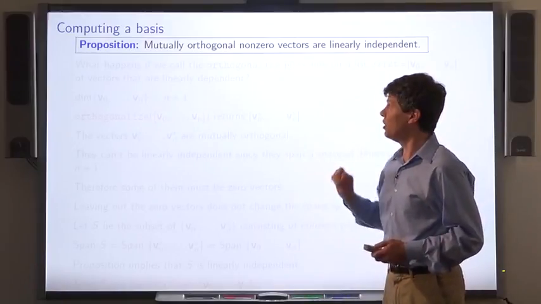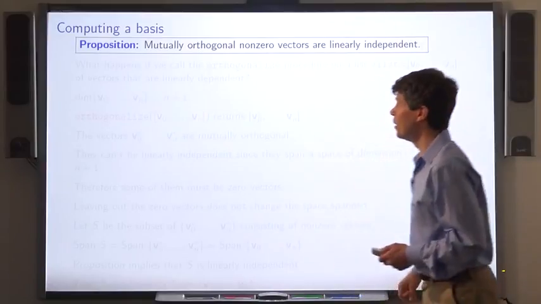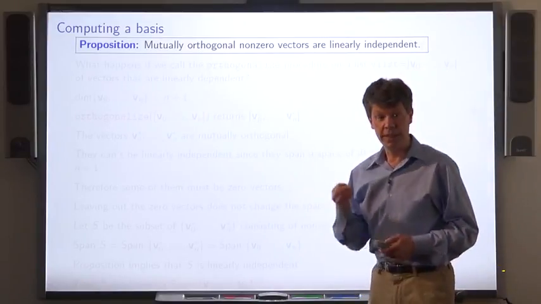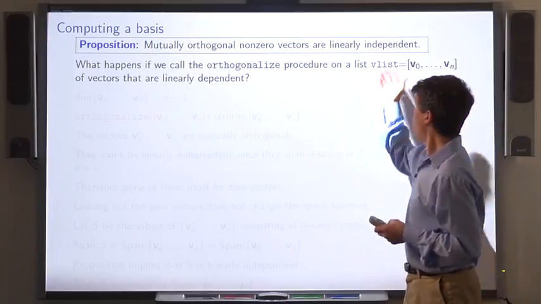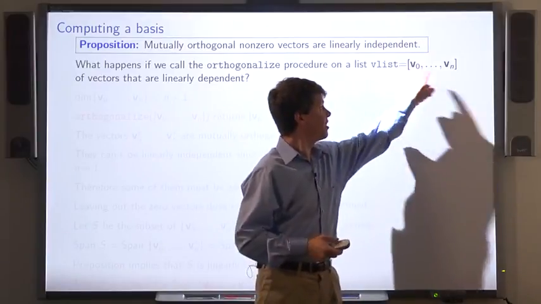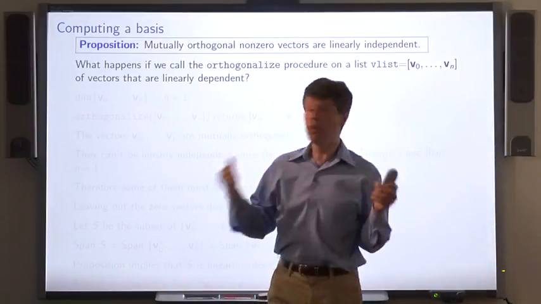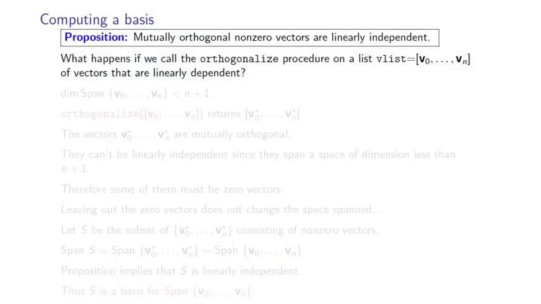Now we have this proposition. Mutually orthogonal non-zero vectors are linearly independent. Let's see how we can use this in an algorithm. What happens when we call the orthogonalize procedure on a list, vlist, consisting of the vectors v0 to vn, when those vectors are not necessarily linearly independent? So let's imagine that the dimension of the span of these vectors is less than the number of vectors.